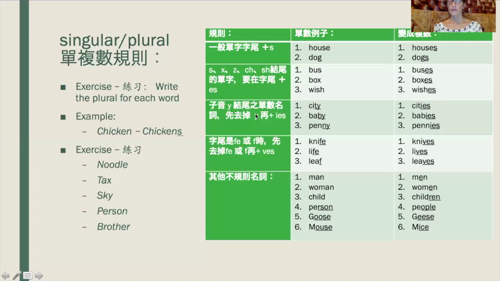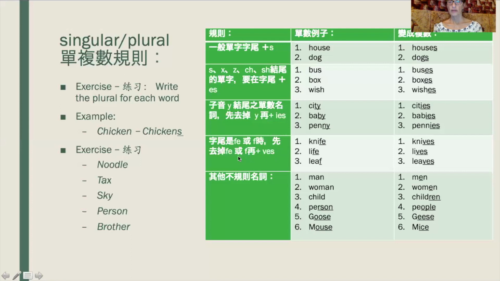And then if the noun, the 名词, 这回 is Y, then you change this and you substitute these letters IES. So you have one city, but you have cities, 2 cities, 3 cities, many cities. Baby becomes babies, penny becomes pennies. All right.